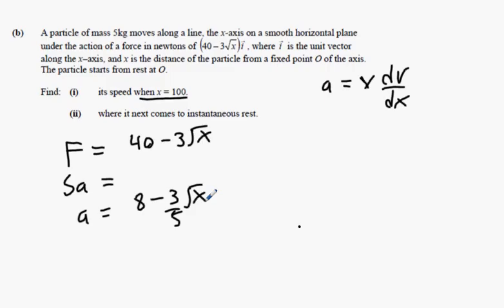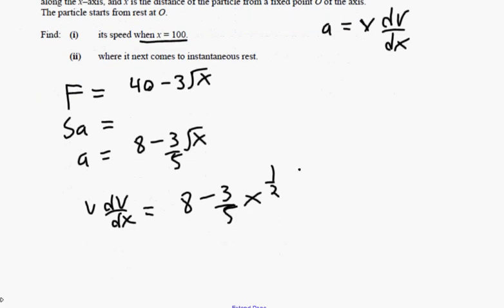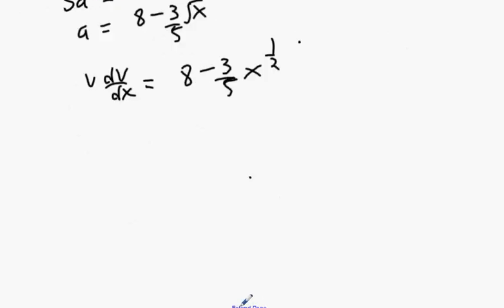Find when it next comes to rest. It's not the time, so there's no time in this question, so we can be completely independent of time here. So we're going for v times dv/dx, which ends up being 8 minus 3 over 5 x to the power of a half. Integrate both sides, and we get v dv equals 8 minus 3 over 5 x to the power of a half dx.